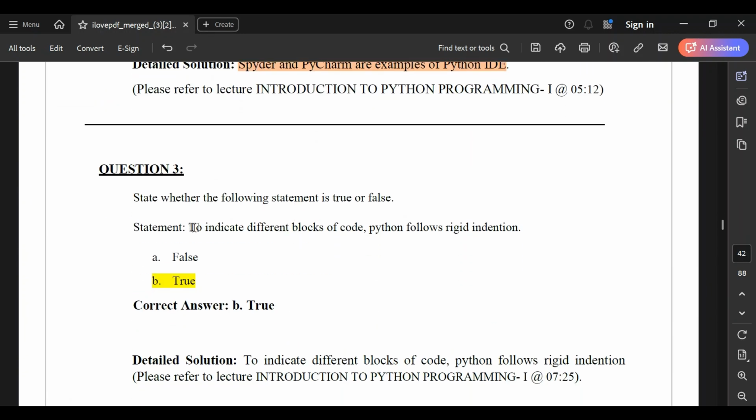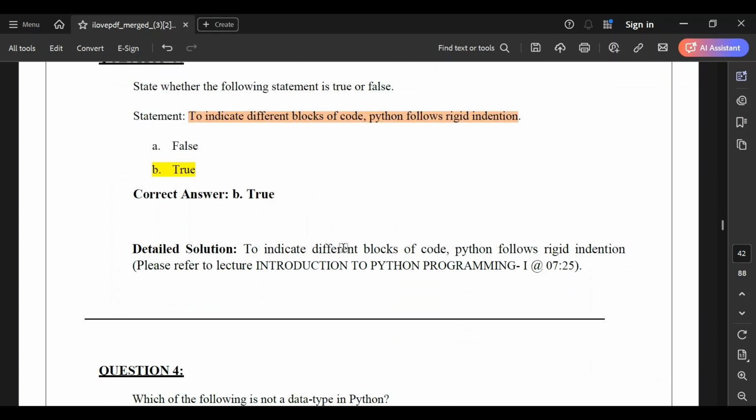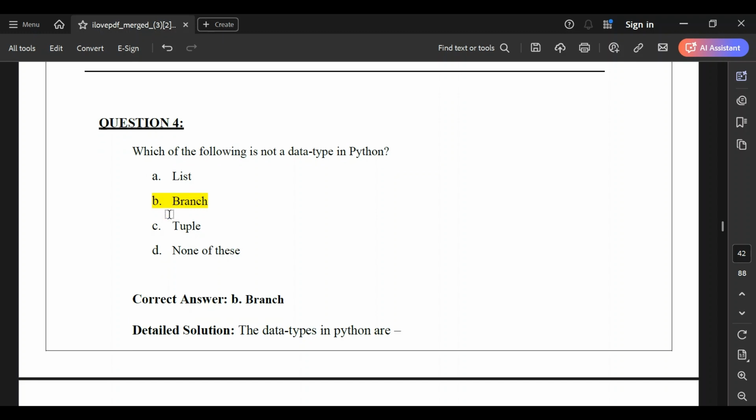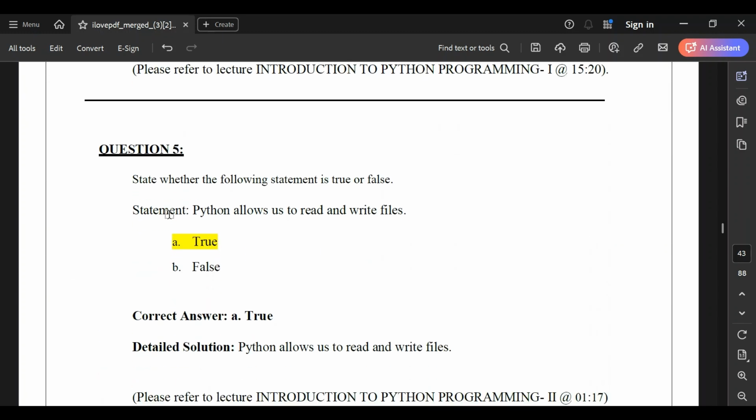To indicate different blocks of code, Python follows a very rigid indentation, because basically Python is based on indentation, not very much on logic. It uses simple code. So this is true. Which of the following is not a data type in Python? So branch is there from the given ones.